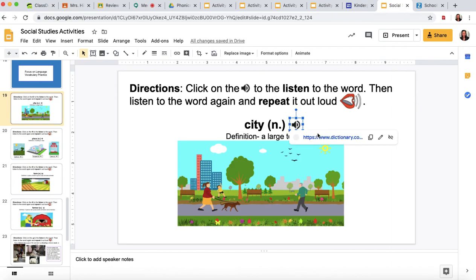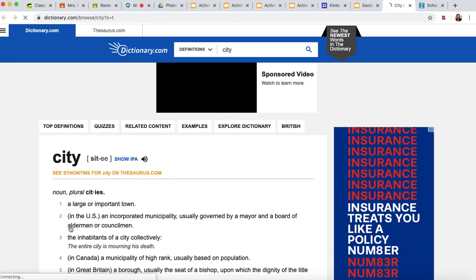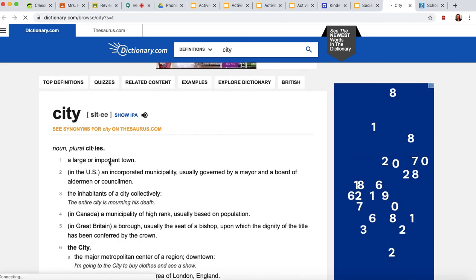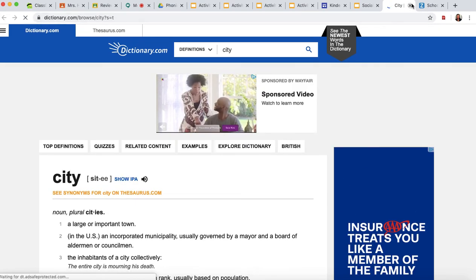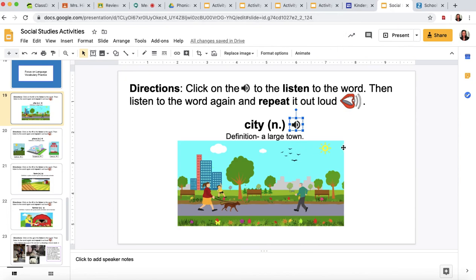The speaker button takes me to a different website, dictionary.com, where the dictionary gives you definitions of what a word means. So this word, city. If I look at the first definition of a city here, it says a large or important town. So we live in a city. Think about what city we live in. We will answer that later if you're not sure, but if you know, tell someone at your house what city we live in.